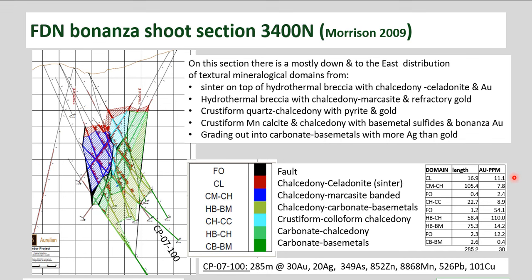So it's well mineralized too. The blue zone there is the chalcedony marcasite, the stuff that has that nice fibrous and bladed marcasite, and that interval is 105 metres at 7.8 grams. The thing about that is that a lot of that gold is refractory, so it's not necessarily easy to get out of that ore.